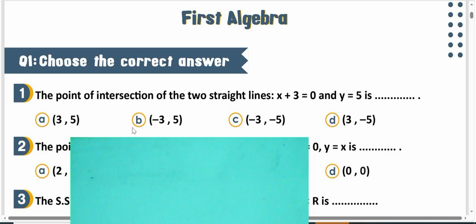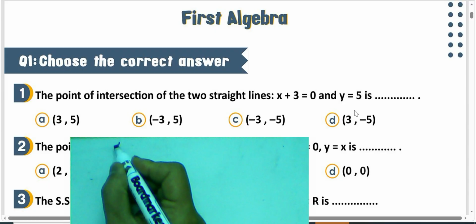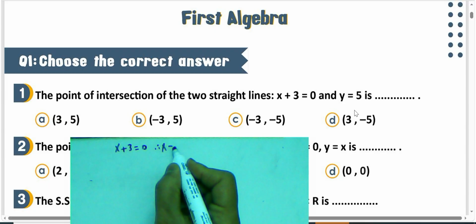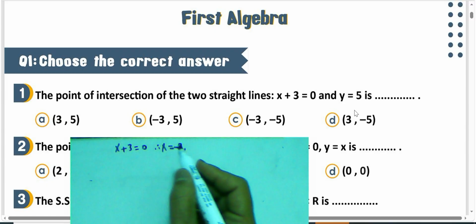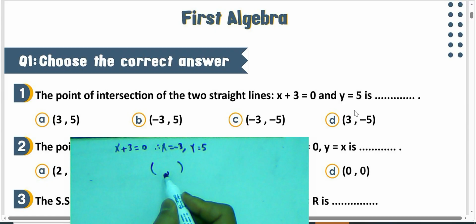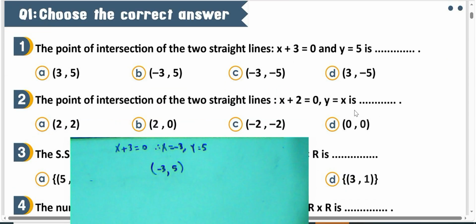The point of intersection of two straight lines x plus 3 equals 0 and y equals 5. The first equation, x plus 3 equals 0, then the value of x will be equal -3, and the value of y is 5. Then the intersection of the two straight lines, x will be -3 and y 5. -3 and 5, choose letter B.